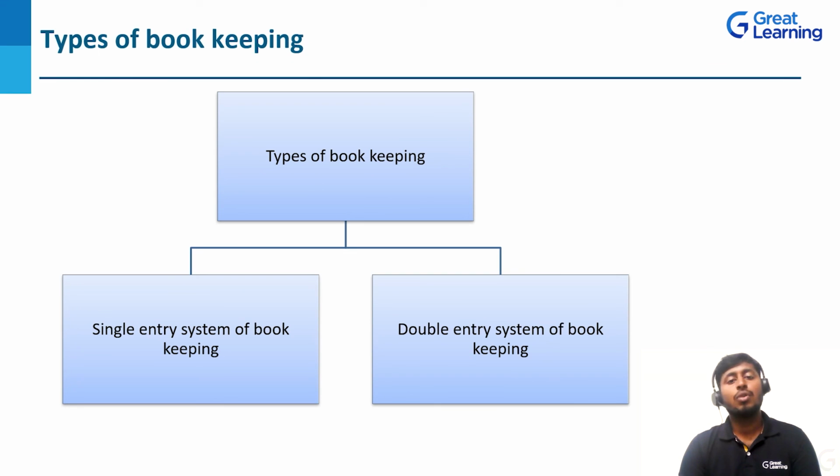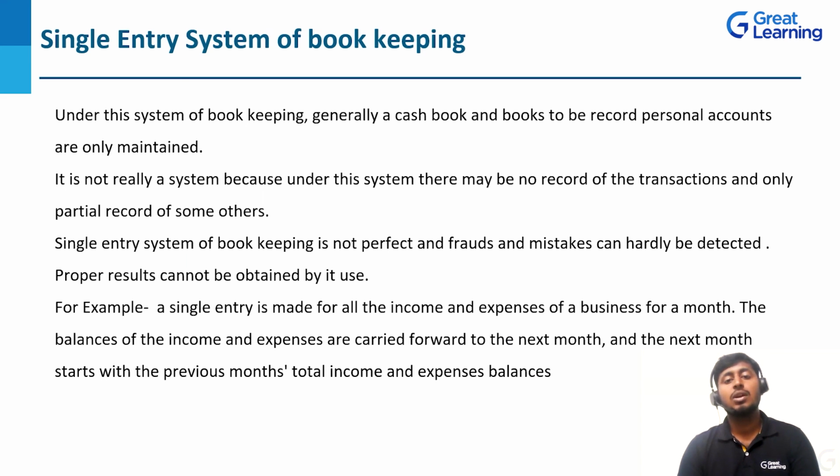Next, types of bookkeeping. So we have 2 types of bookkeeping, that is single entry system of bookkeeping and double entry system of bookkeeping. And we have discussed what is the meaning of single entry system of bookkeeping and which are the books they are going to maintain. That is, in the single entry system of bookkeeping, what they are going to record. All those we have discussed.